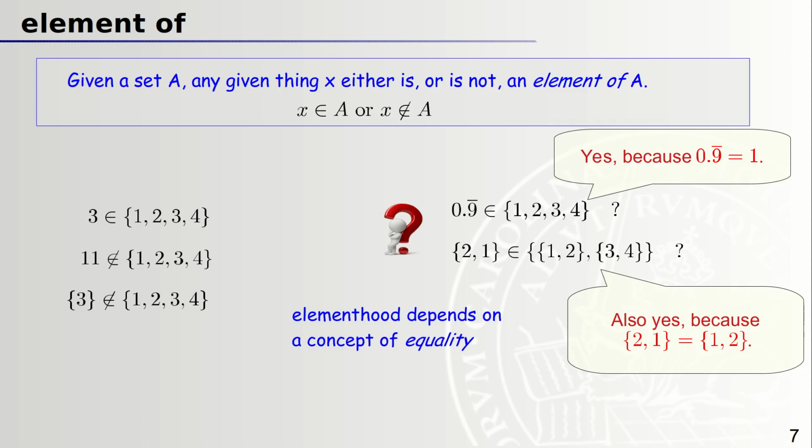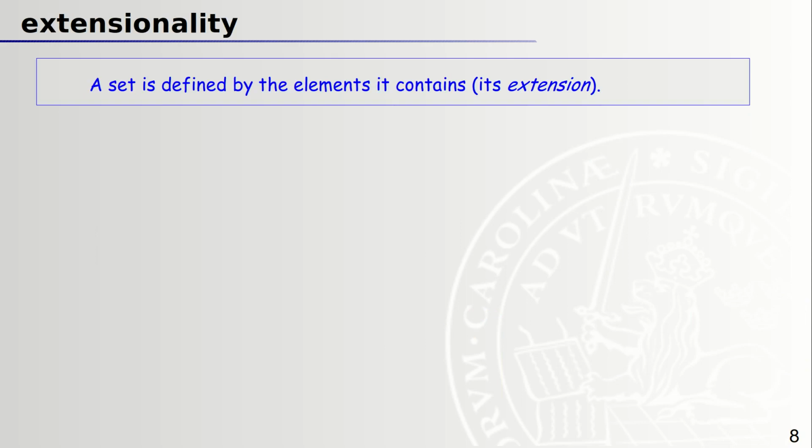The learning here is that in order to determine whether a given thing is an element of a set, we need to be able to compare it with the elements we know in order to determine whether it is equal to one of them. In other words, the elementhood of a set is based on a concept of equality. The second example involves determining the equality of two sets. And between sets, equality is defined based on the elements they contain, also called their extensions.